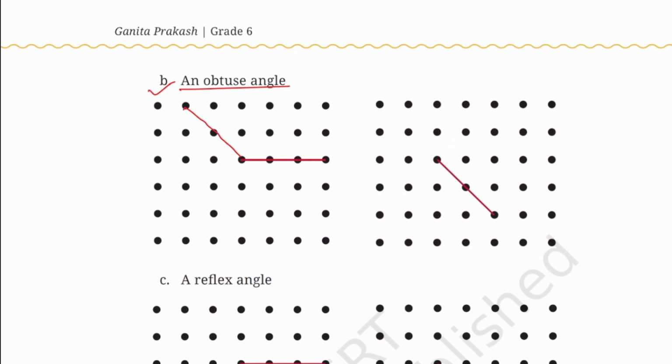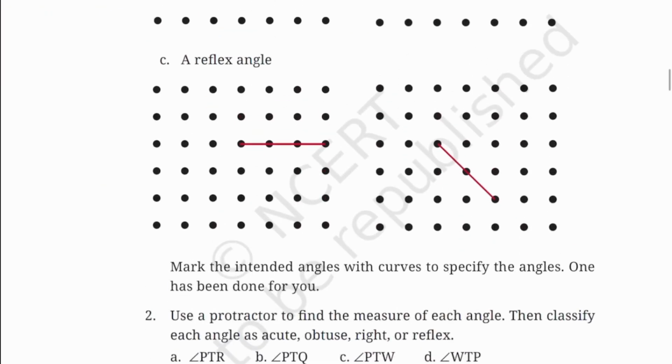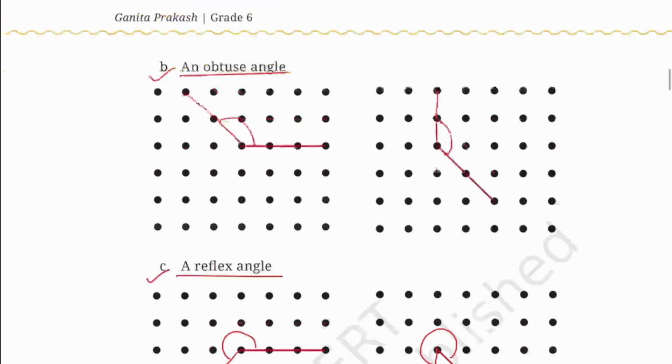This is right angle. So you have to draw angle greater than that. Like this. C, reflex angle. Like this. Mark the intended angles with curves to specify the angles. One has been done for you.